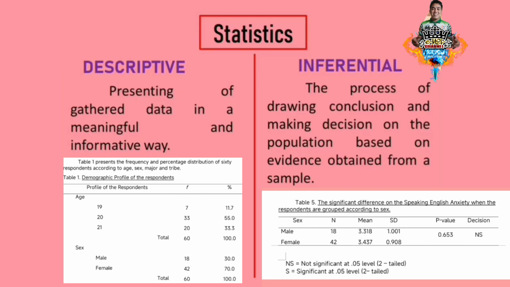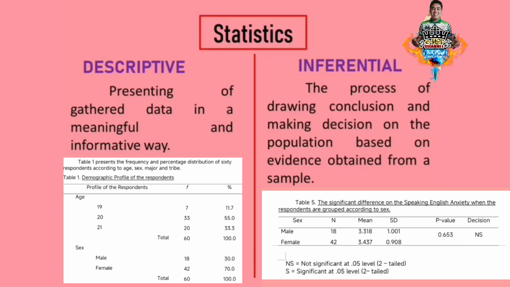When you just present it, gather it, and express it in a meaningful and informative way, we call it descriptive. But if you take the collected data, make some computation from it, and are able to find a result, and use it to draw a conclusion and make a decision from it, we call it inferential statistics.